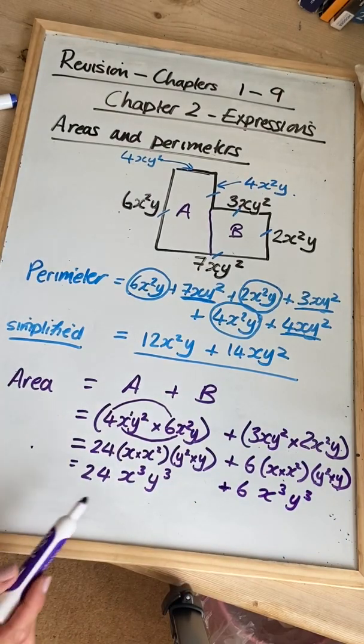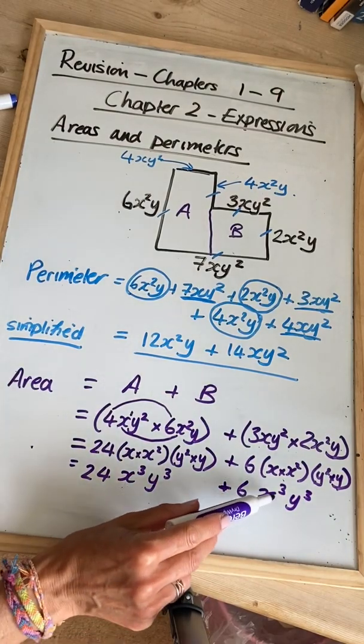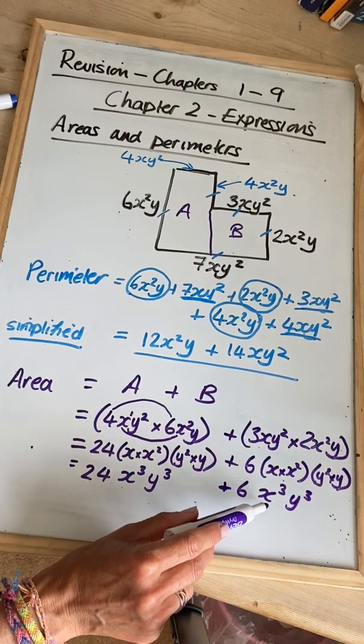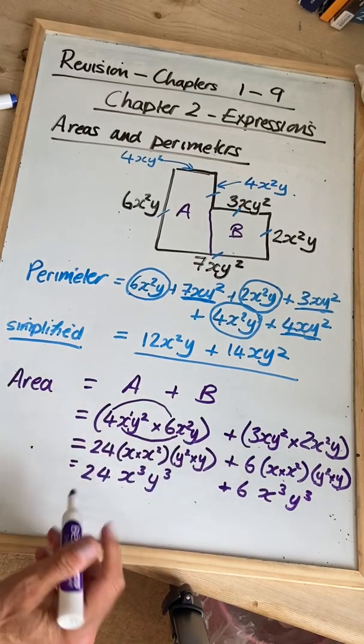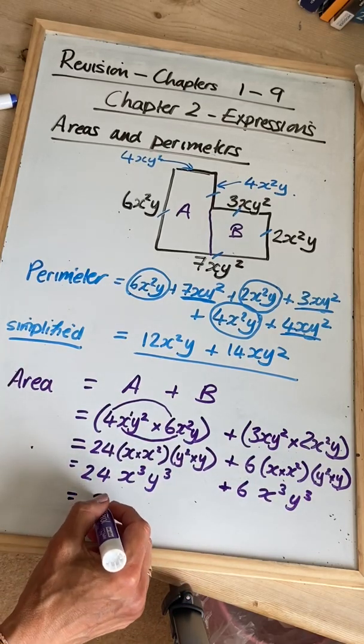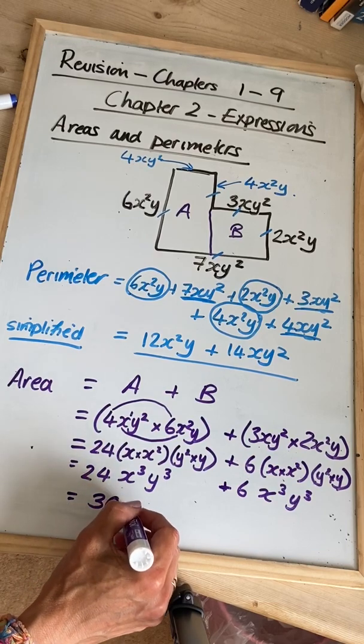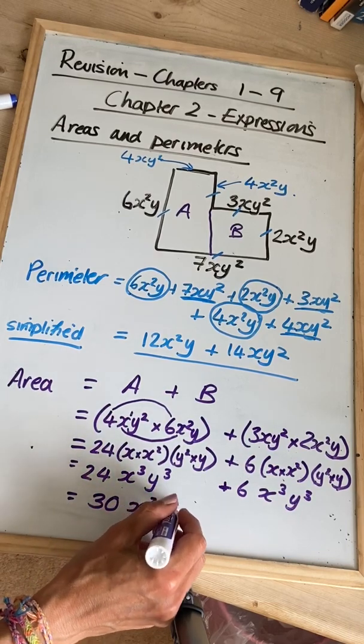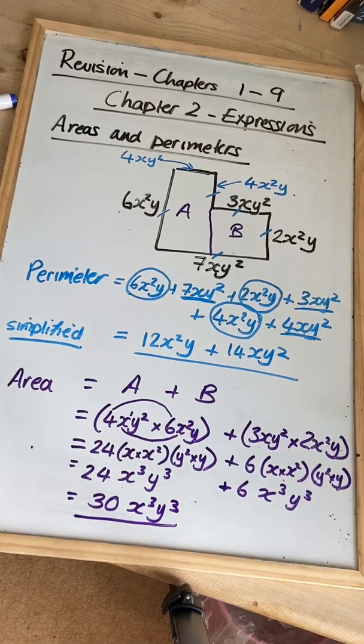Final step, we must simplify. These terms have the same x's and y's in them, and therefore we need to add them together to simplify. 30 x cubed y cubed is the area of that shape.